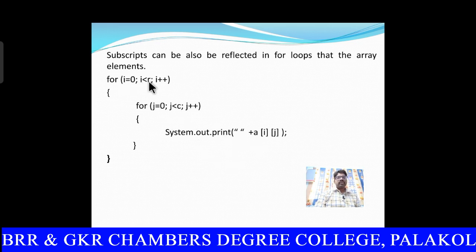So for 2 rows and 2 columns, if you are entering the rows as 2 and columns as 2, how many values will it display? 4 values are displayed, 2 rows and 2 columns will be displayed on the screen. So this is the concept of arrays in Java.